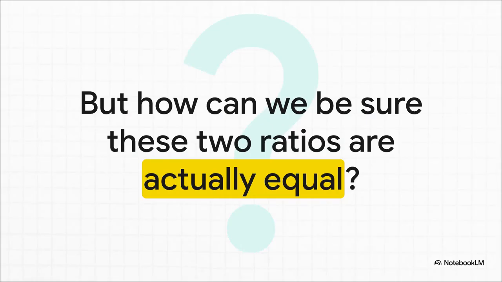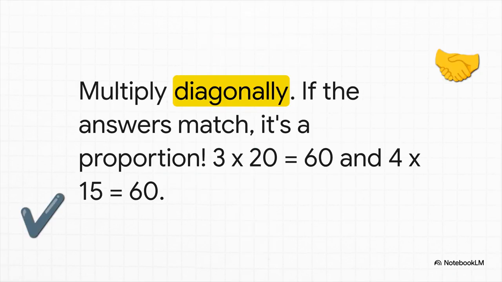And that's the big question, right? How can we be sure? I mean, just looking at 3 over 4 and 15 over 20, it's not super obvious if they're equal. So how do we prove it? Well, lucky for us, there's a really simple trick. It's called cross multiplication. All you do is multiply the numbers diagonally across the equal sign. So you take 3 times 20, that's 60. Then you do the other diagonal, 4 times 15, which is also 60. And because those two numbers match, boom, we just proved it's a true proportion. The staffing balance is exactly the same.